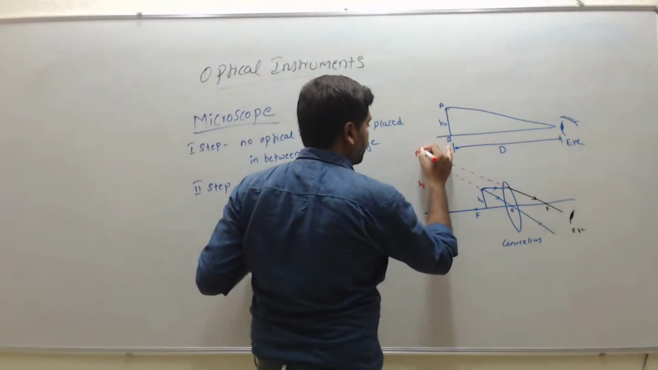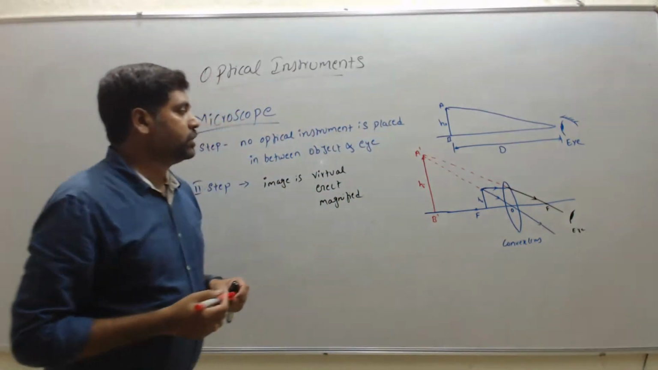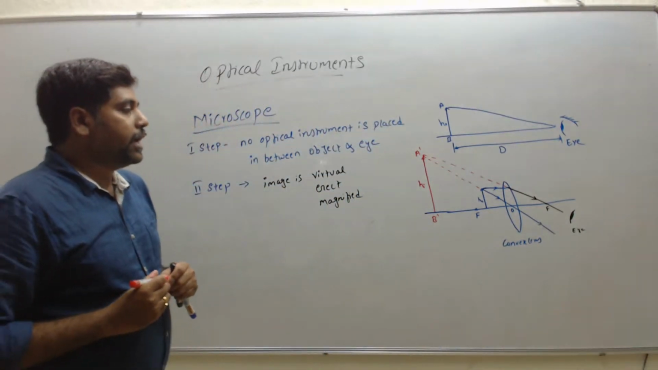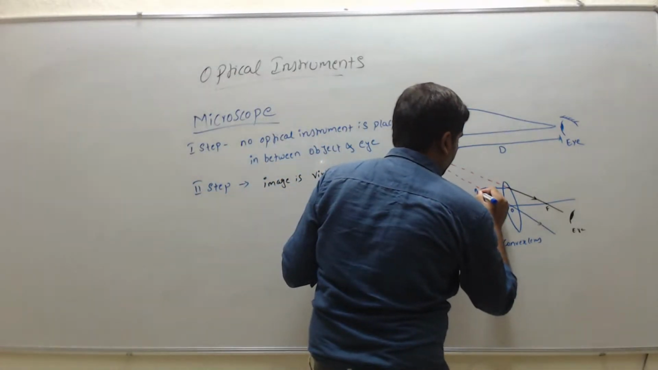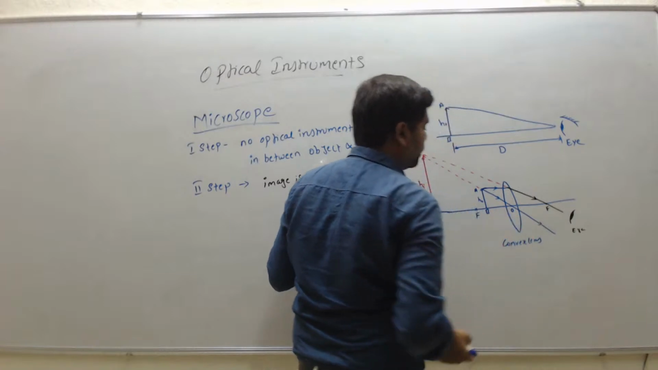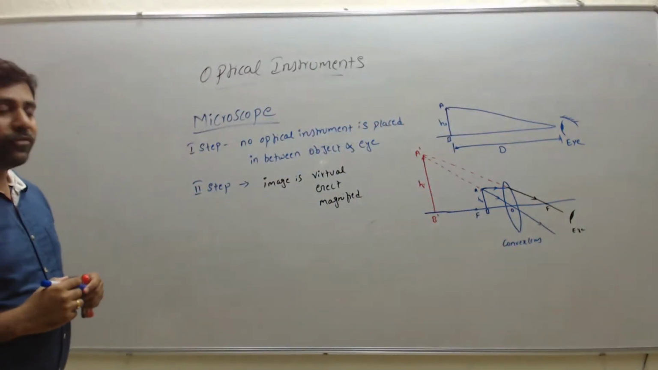That is here A dash, and here it is B dash. So A dash B dash is the image of the object AB. So this one is A and this one is B. Next we are going to find the magnification.